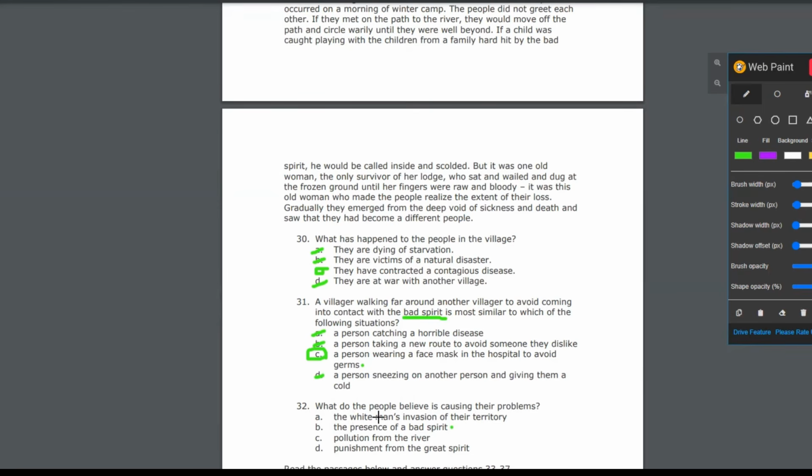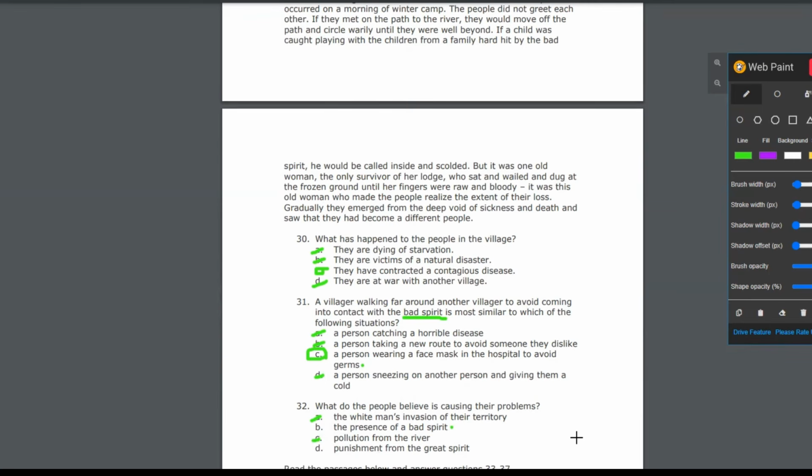All right, so the white man's invasion of their territory. There was nothing here that spoke specifically about that. I'm not saying it's impossible, but that just wasn't the gist of what this particular passage was talking about. All right, if we look at C, it says pollution from the river. Again, not seeing anything in reference to pollution. So that's out.